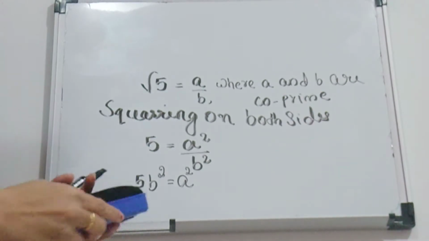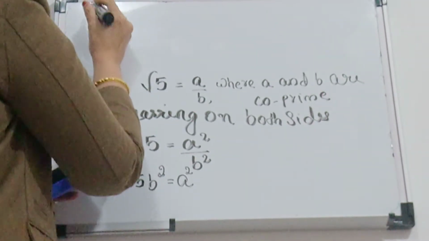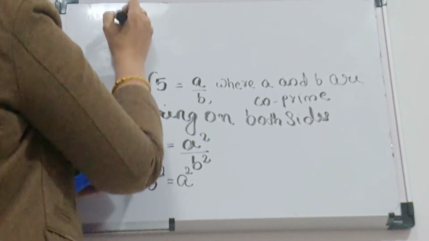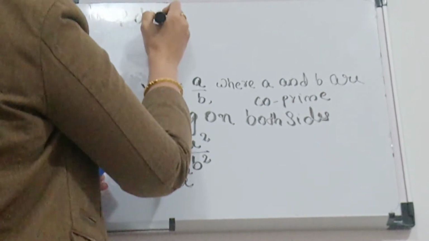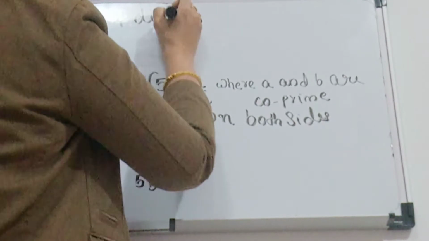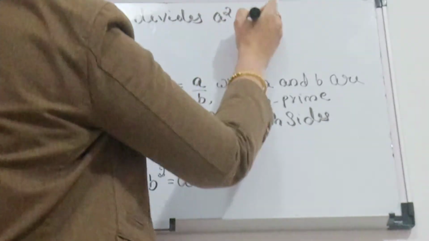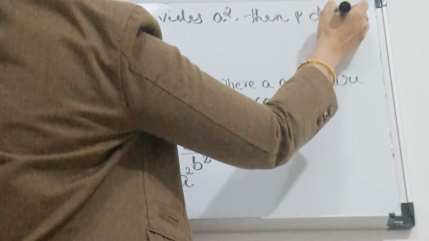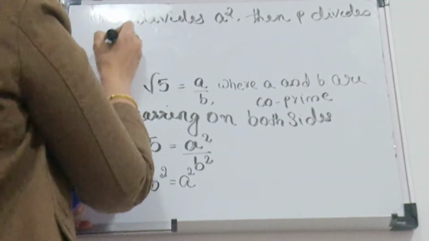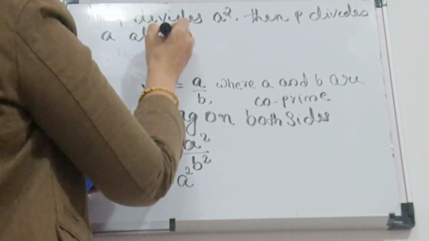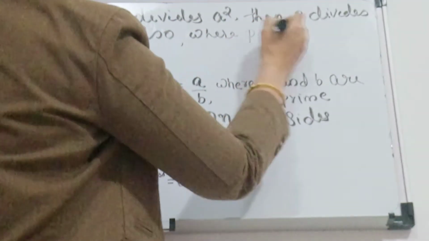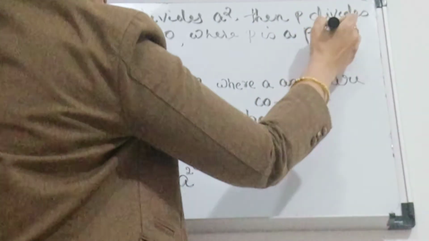Now, you learned a theorem that if p divides a square, then p divides a also, where p is a prime number.